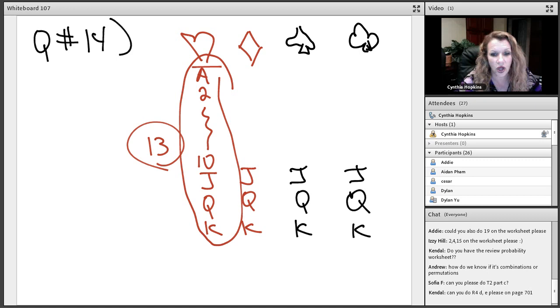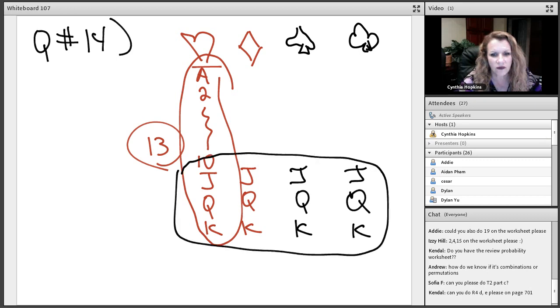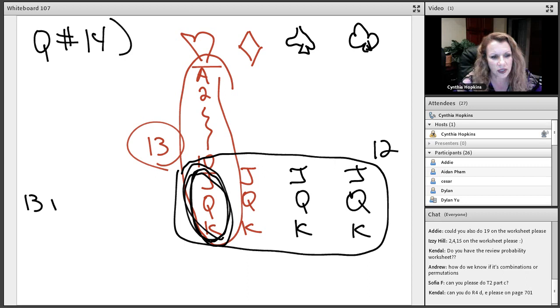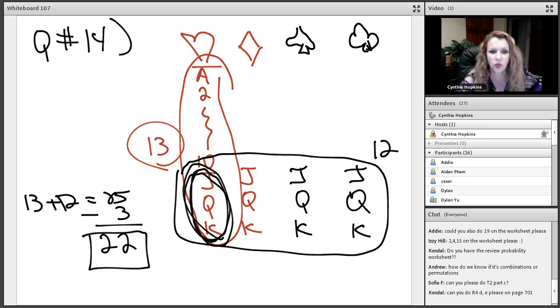Okay, so all together I have 12 face cards, but didn't these overlap right here? Because what I'm circling right here, jack, queen, king of hearts, I counted in the 13, and I also counted those in the 12. So if you just add 13 plus 12 and get 25, that's incorrect because we double counted the jack, queen, king of hearts. So I'm going to subtract 3, and so I get 22. And that's all they wanted to know, was 22.